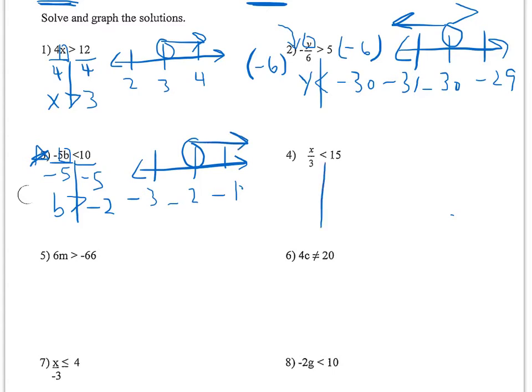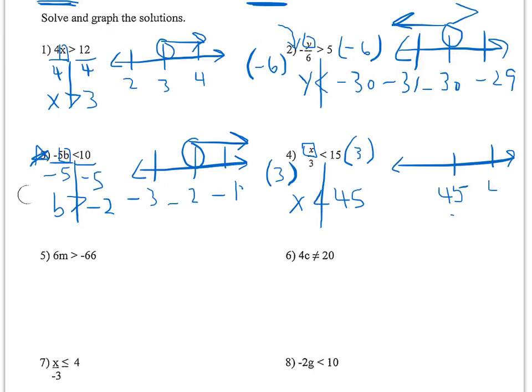Number 4, I do not switch this one because it's not a negative number. So I multiply both sides by 3, do the opposite. So x is less than 45. Make the part of the number line that we need. Open circle, less than goes to the left.